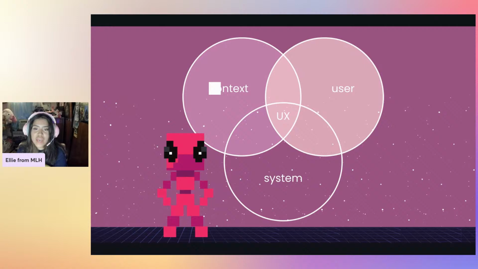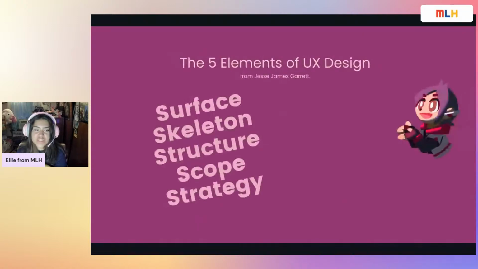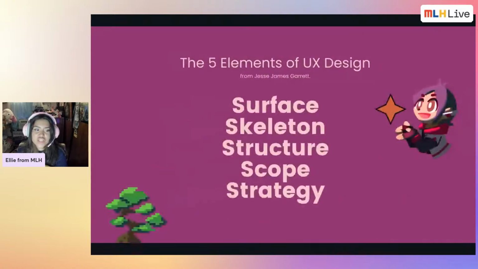We'll go over now the 5 elements of UX design. These are from Jesse James Garrett. So we'll talk about some of the things here: surface, skeleton, structure, scope, and strategy. So what does surface mean? Surface determines how the product will look, and choosing the right layout, typography, colors. So this is basically just what everyone sees on the screen. That is, in the most high level way possible, what surface is.